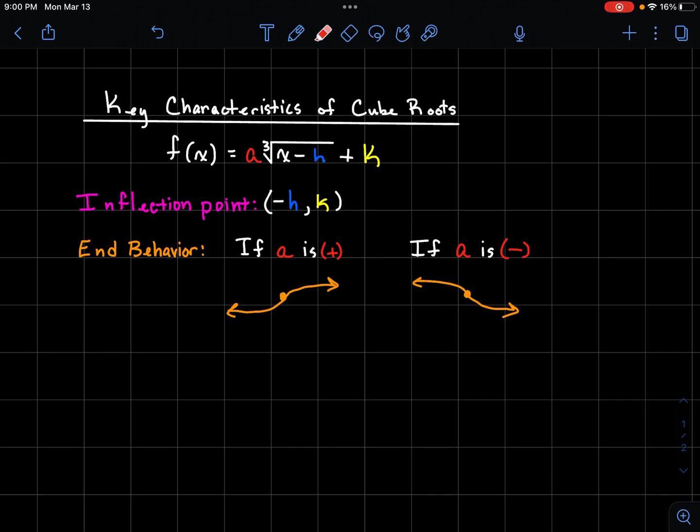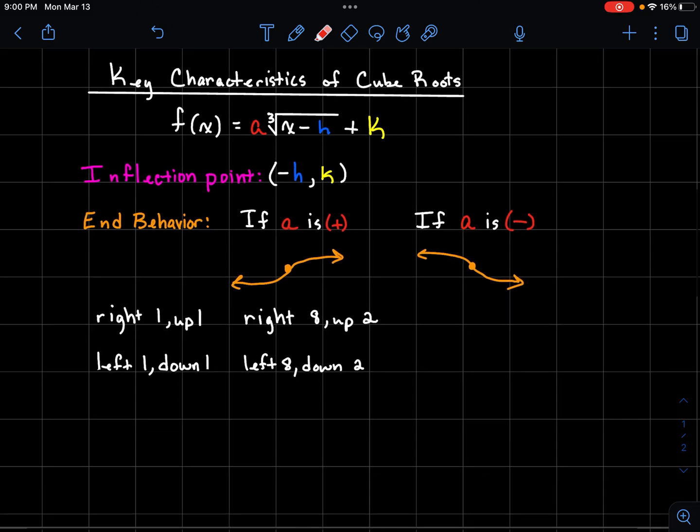Once you do this, we'll plot the inflection point, figure out where our arrows are going to go for the end behavior, and then we need to get really good at these types of movements. This correlates back to that table I made at the very beginning of the video. Being able to go from the inflection point, going right 1, up 1, then going back to the inflection point, going right 8, up 2, go back to the inflection point, go left 1, down 1, once again go back to the inflection point, go left 8, down 2. Those movements could change depending upon what kind of number I have in front of the cube root. So let's put all this in action.